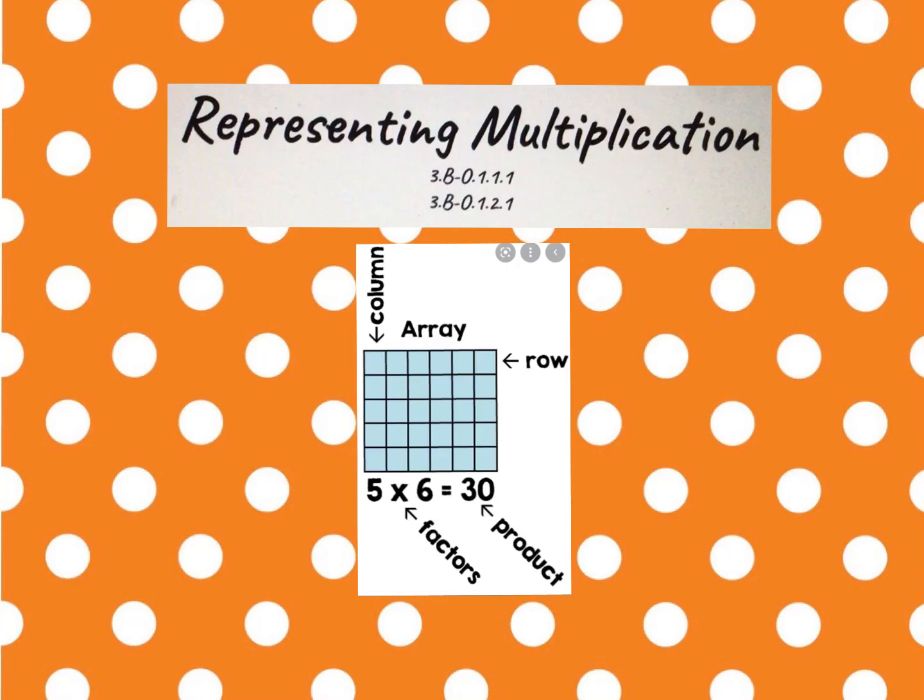Hey friends, today we're going to practice representing multiplication a little bit more. Just as a reminder, this is a picture of an array. We have the rows, 1, 2, 3, 4, 5 rows, and we look at the columns, 1, 2, 3, 4, 5, 6. That's where our numbers come from, and those numbers are called factors. The answer of a multiplication sentence is the product. So we have 5 times 6 equals 30.